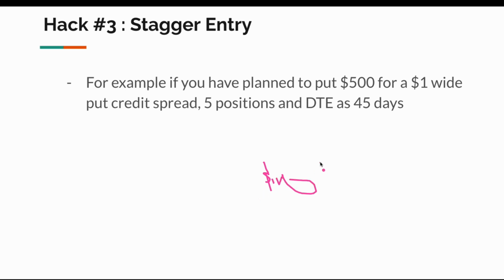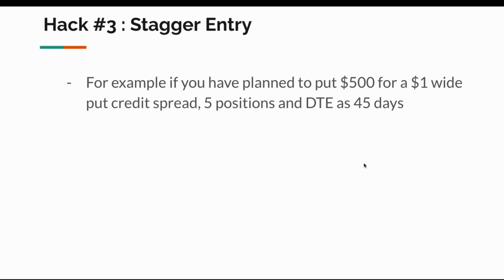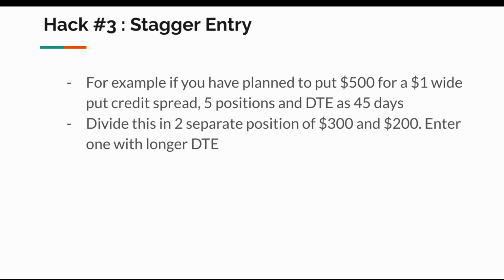So if the market goes below $100, you're going to lose the complete capital on this, right? So what this strategy actually means is that you do not put all of your capital together. You divide it, in this case, let's say into two separate positions of 300 and 200. You enter that 300 position, which means you open three positions with 45 days to expiry, and then you see if the market goes down further, then you open another one with a shorter date to expiry, right?